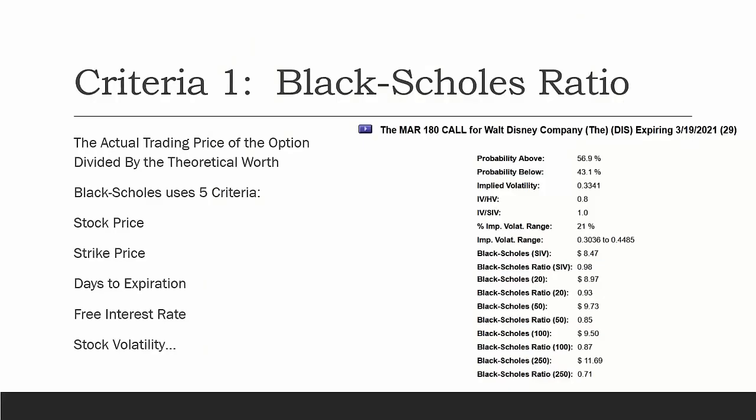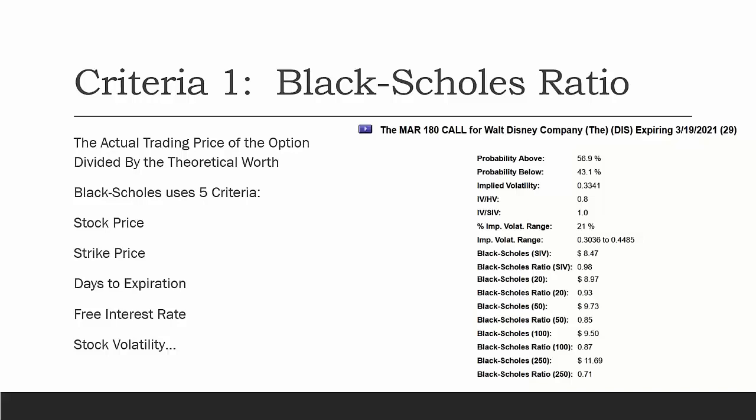Let's take a deeper look into each criteria. The Black-Scholes ratio is a simple ratio. The actual trading price of the option in the market divided by its theoretical worth, the Black-Scholes pricing model. The Black-Scholes pricing model uses 5 criteria: stock price, the strike price, are we in the money, out of the money, is there intrinsic value, and so forth, the days remaining to expiration for your option, the current risk-free interest rate on the market, and the underlying stock volatility, where the stock has been moving over a set time, over, say, the past 50 days, 100 days, and so on.